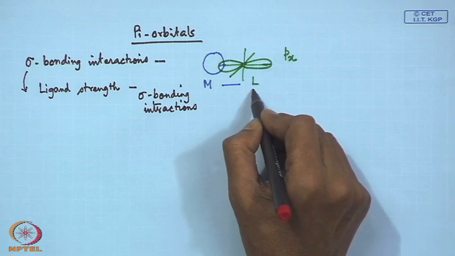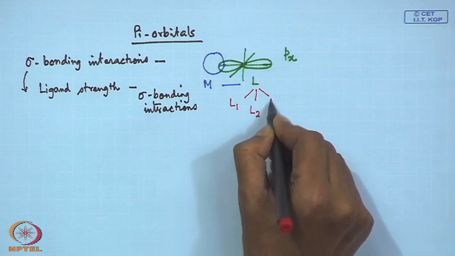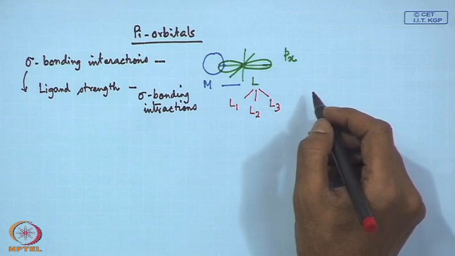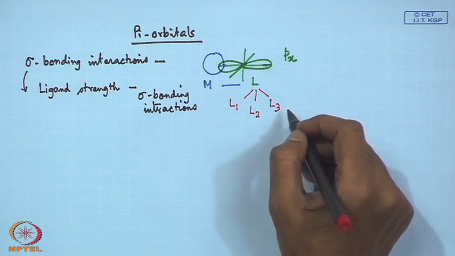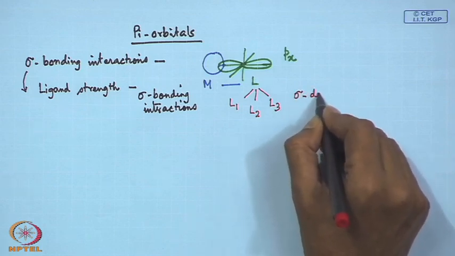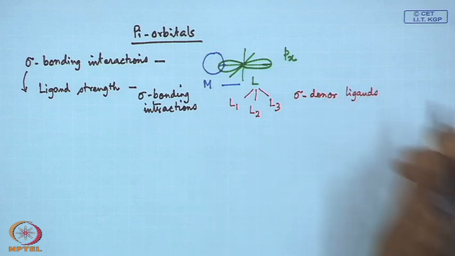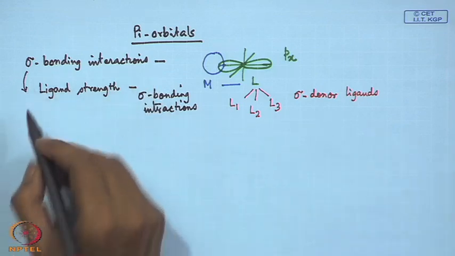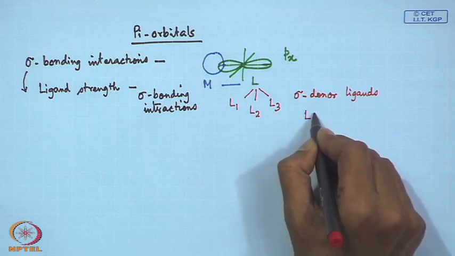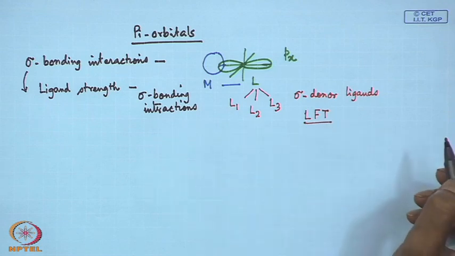If we have some ligands like L1, L2 and L3, the first thing we have to judge is the nature of these ligands. If they are of the same type and can only be termed sigma donor ligands, then we can arrange these sigma donor ligands utilizing ligand field theory based on the sigma bonding interactions.